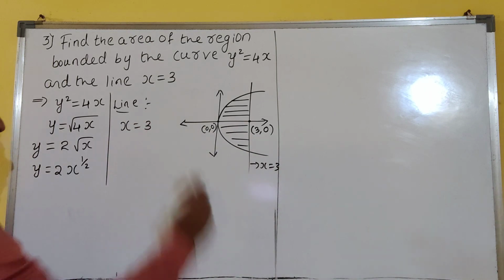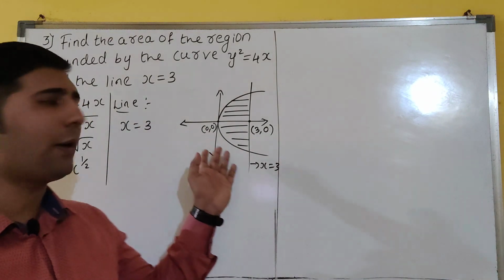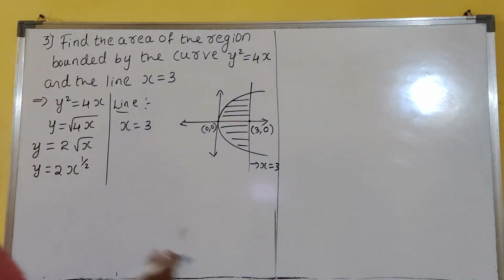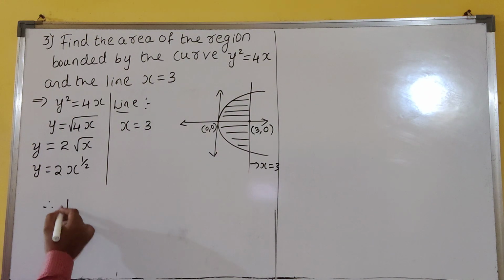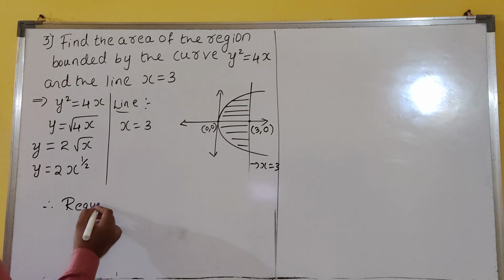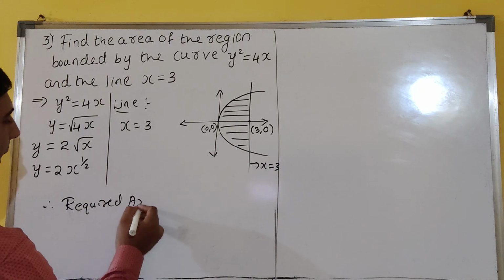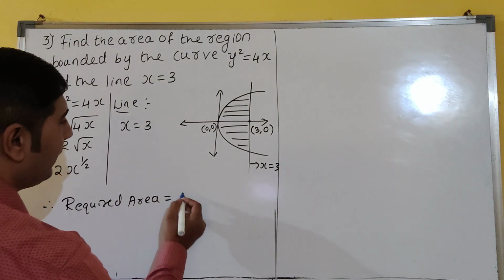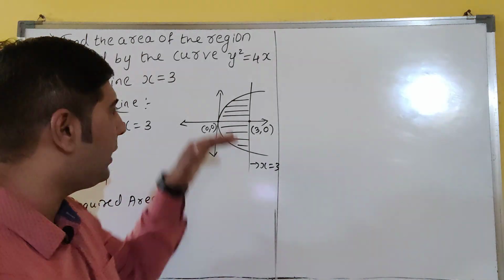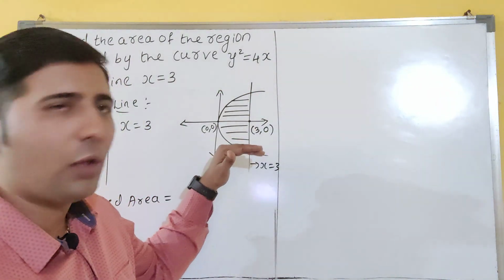X is equal to 3, dear students. That also I wrote. So now the required area we will find. Therefore, required area, dear students, observe very carefully. I will multiply by 2 because this area also I want, this area also.